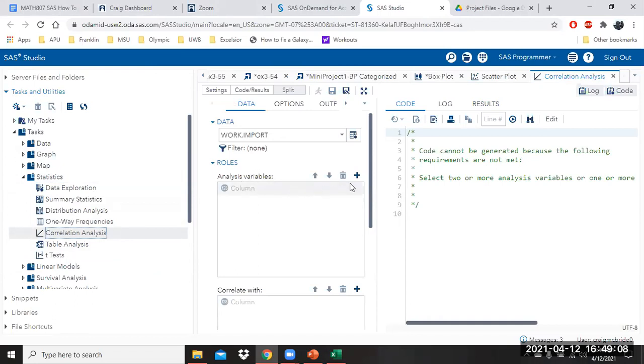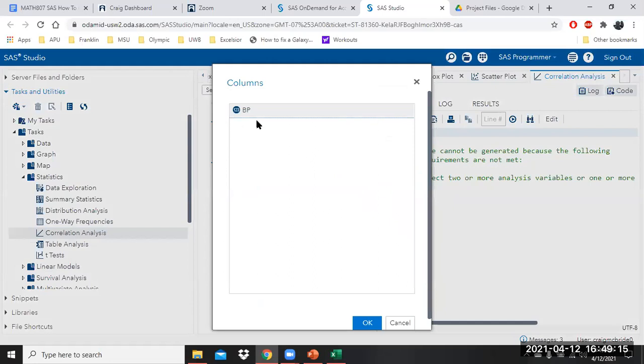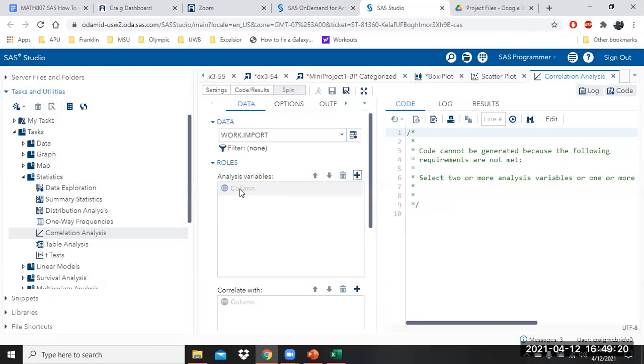So what you do is add both variables together. Whatever you're trying to correlate, when you go to add, you highlight both of them, hit OK and load them both. You can load multiple variables into this box and then just hit run, and it gives you the correlation between all those things. I don't think you have to put one here and one in correlate with, but try it one way or the other. I'm pretty sure if you just put them both in analysis variables, it gives you a little box.